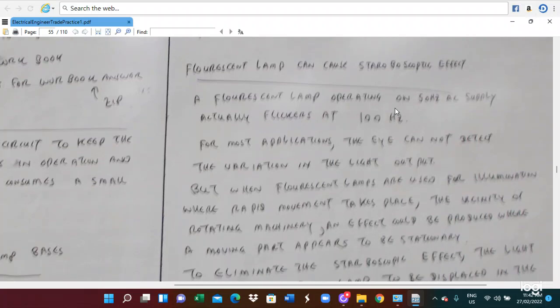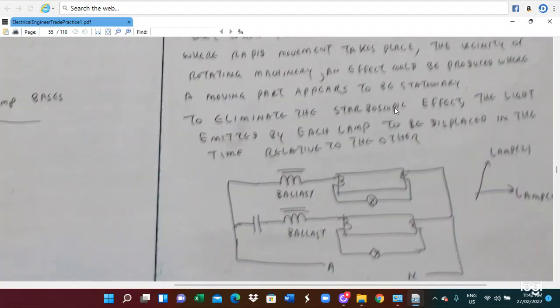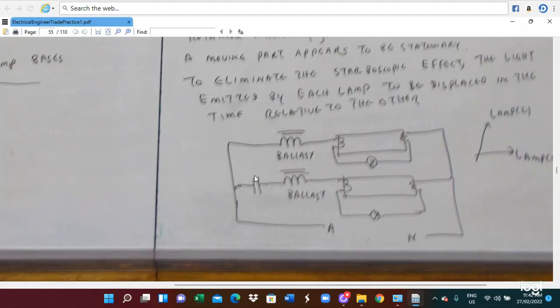The fluorescent light can cause a stroboscopic effect, so that some running equipment looks stationary, and people who touch that equipment can be injured. Therefore, instead of using one light, you have to use two lights at a different phase. In this case, there is a ballast here, then another light, but here we use a capacitor. By using the capacitor, the phase and the current waveform will be different. Therefore, it can stop the stroboscopic effect.